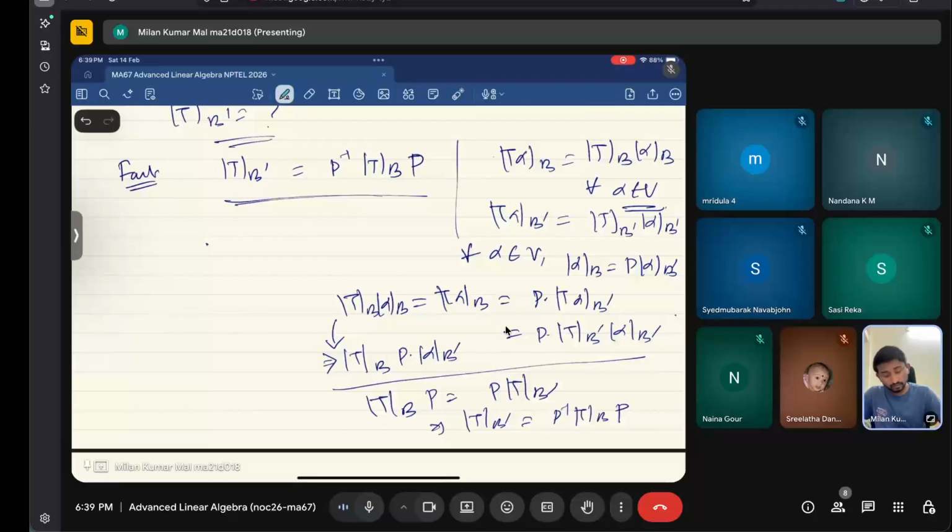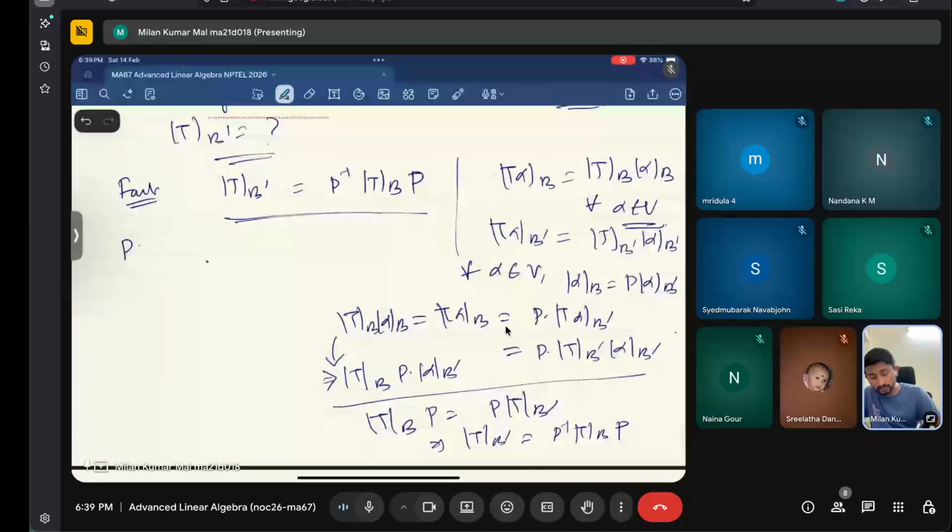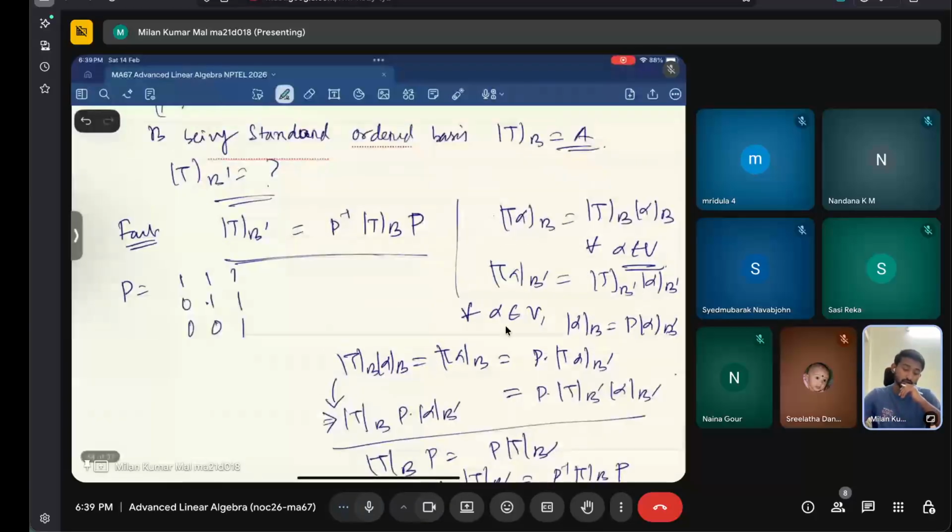In our case, we know what P is. P is this matrix, so P is equal to 1 1 1, 0 1 1, 0 0 1. I think this is P, right? So we have to find P inverse basically. Let's start with finding the inverse of this matrix. The determinant is 1, so we have to take the adjoint, I mean the cofactor thing.